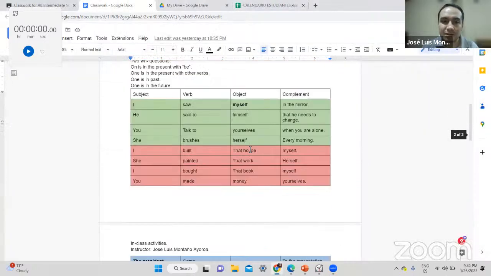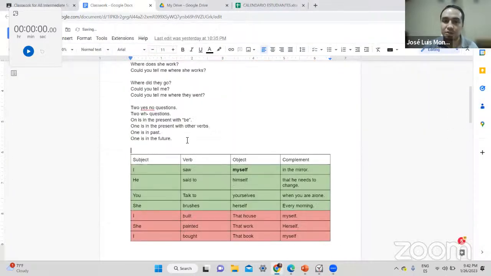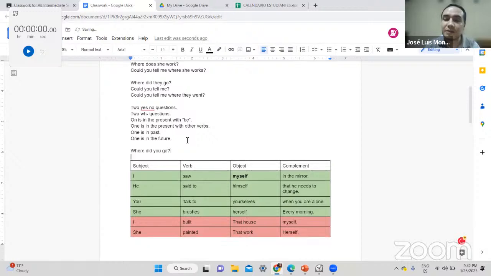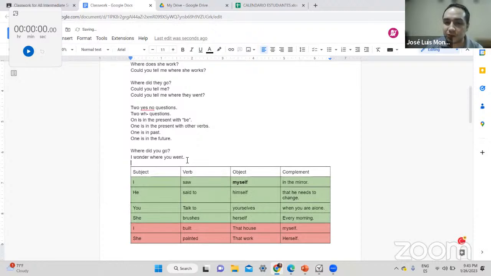So first, you are going to write a question, okay? First, only a question. For example, where did you go? Okay, that very simple one. Okay, where did you go? Then down below, you're going to write the embedded question with the words that I'm going to show you. Okay, so I wonder, okay, I wonder where you went. Here you need to end with a period. And the same rule, remember, for yes, no questions.